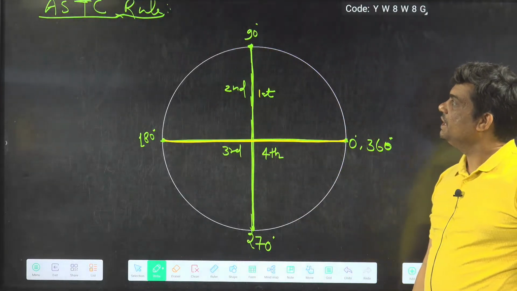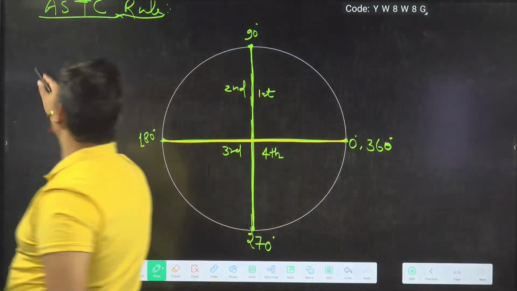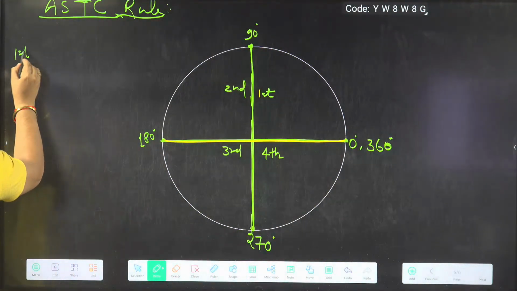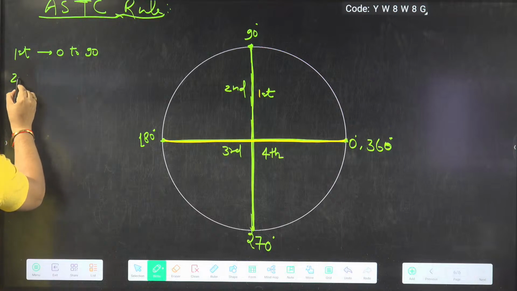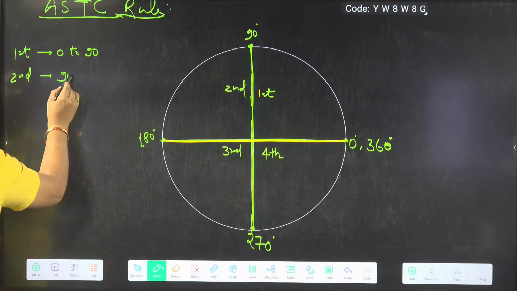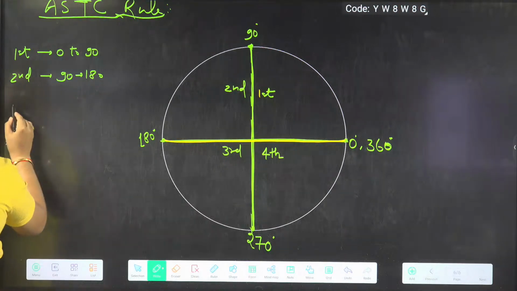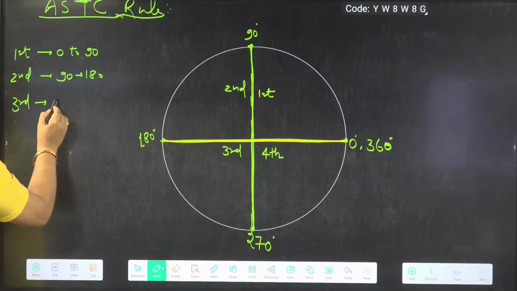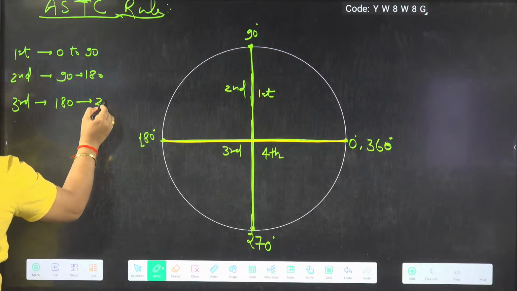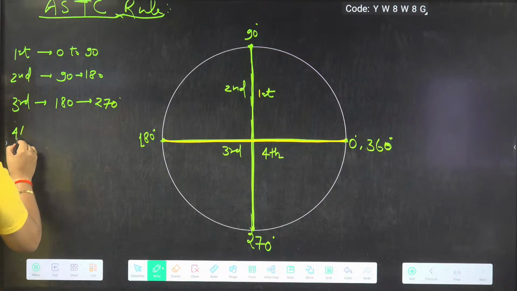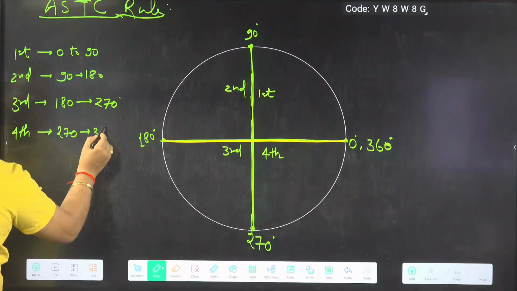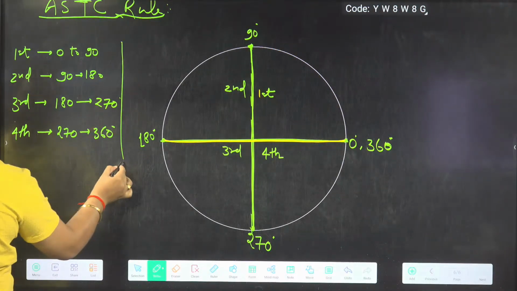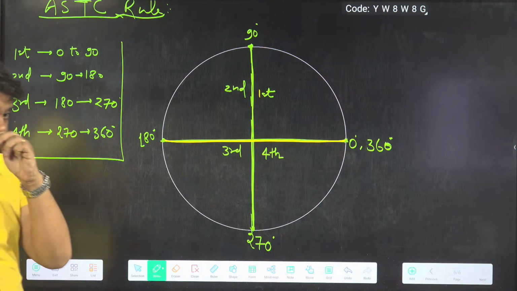If you are at 0 to 90, then which quadrant? We can say the first quadrant is 0 to 90. The second quadrant is 90 to 180. The third quadrant, we can say, is 180 to 270. And the fourth quadrant is 270 to 360. So first of all, you should be able to identify the quadrants.